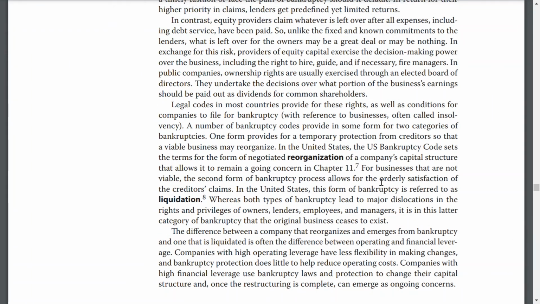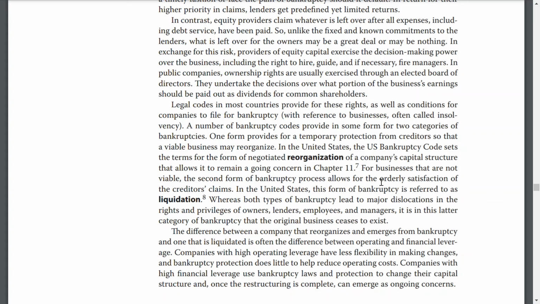Ownership rights are usually exercised through the elected board of directors. They undertake the decision over what portion of the business's earnings should be paid out as dividends for common shareholders. Legal codes in most countries provide for the rights as well as conditions for companies to file for bankruptcy. A number of bankruptcy codes provide for two categories of bankruptcy. One provides temporary protection for creditors so that a viable business may reorganize.